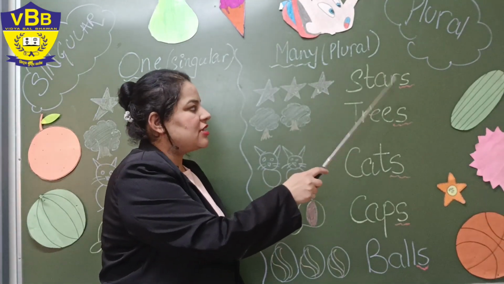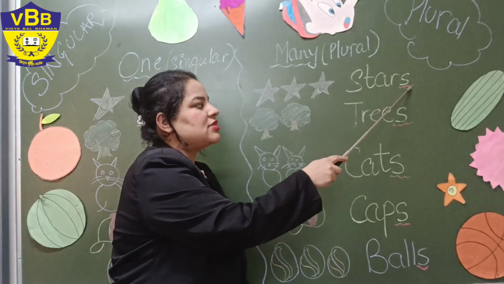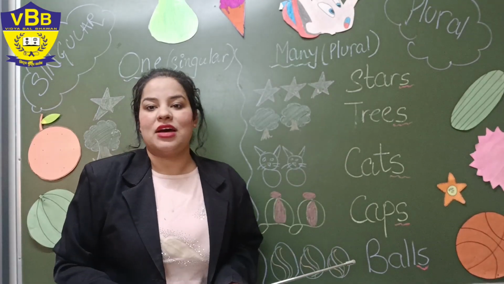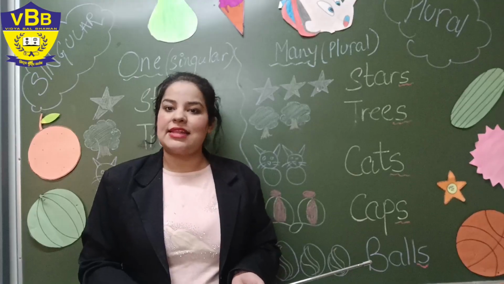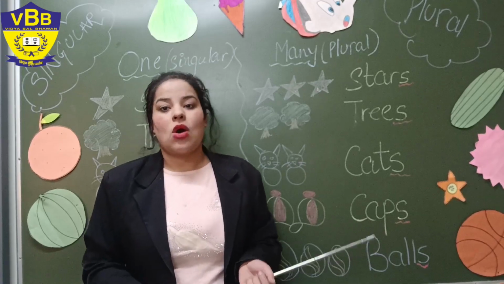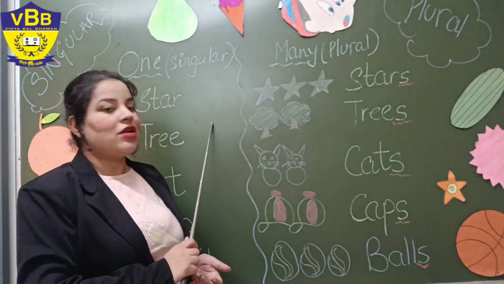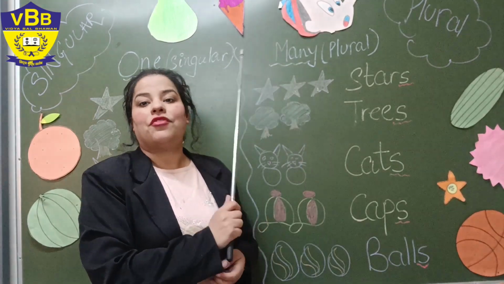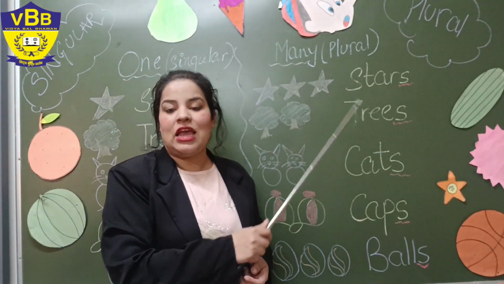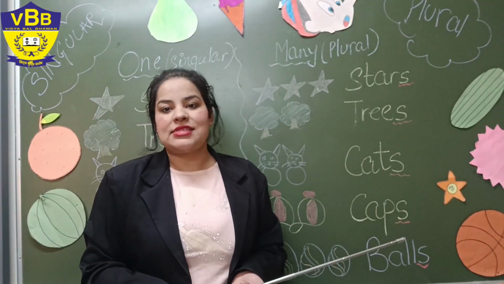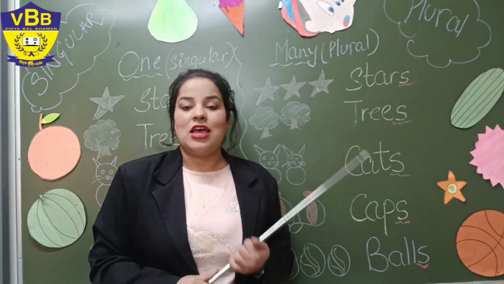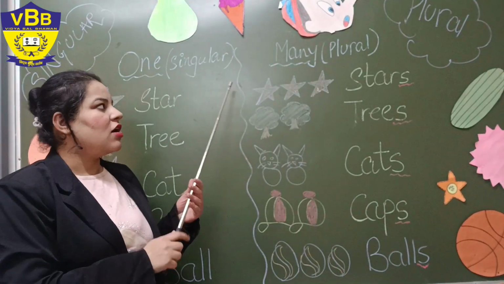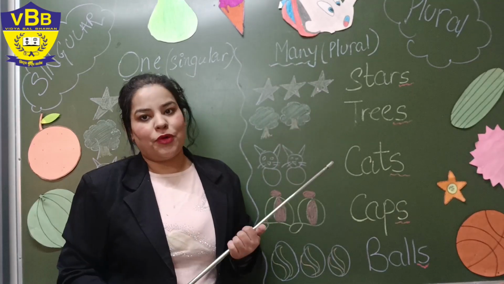S-T-A-R-S. So students, tell me, why we use S at the end of the word? Because while we are changing from singular to plural, from one to many, we generally use S at the end of the word. So one is singular and many is plural.